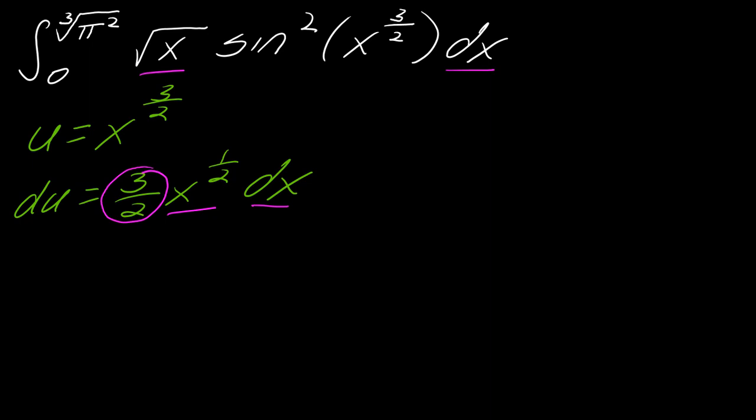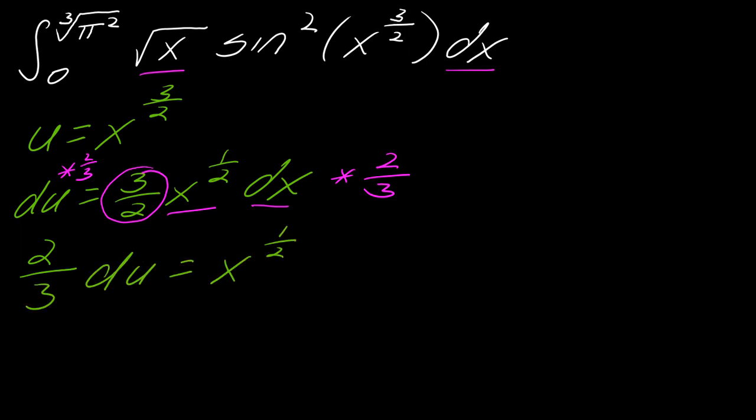So what I want to do here is multiply both sides. I'll note it here: I want to multiply this side by 2/3 and this side by 2/3. I'm just multiplying by the reciprocal. So this will give me 2/3 du equals x to the 1/2 dx. Now if I look at this, this is exactly what I'm left with in the problem, right? Here's my u that I'm going to make a substitution on, and then everything else in the problem, this and this, we're now going to properly sub out.